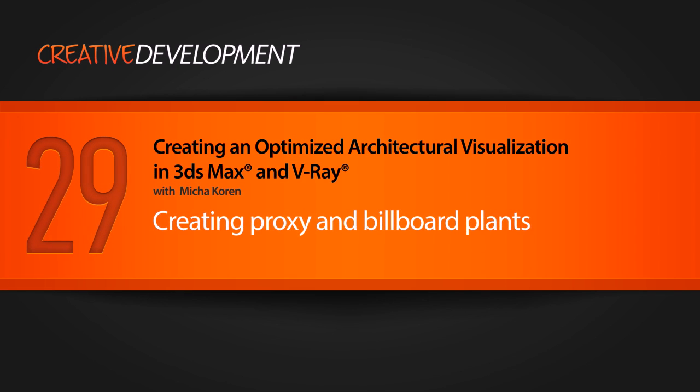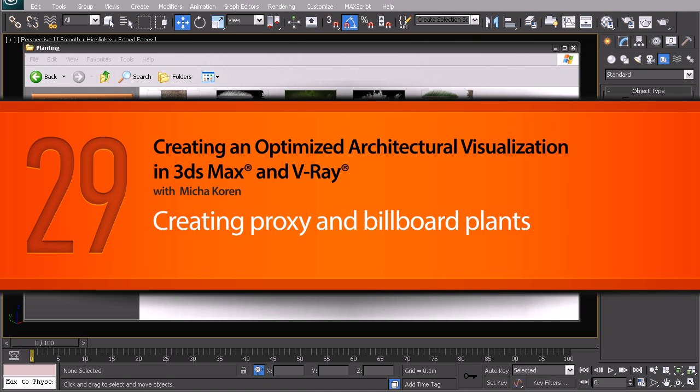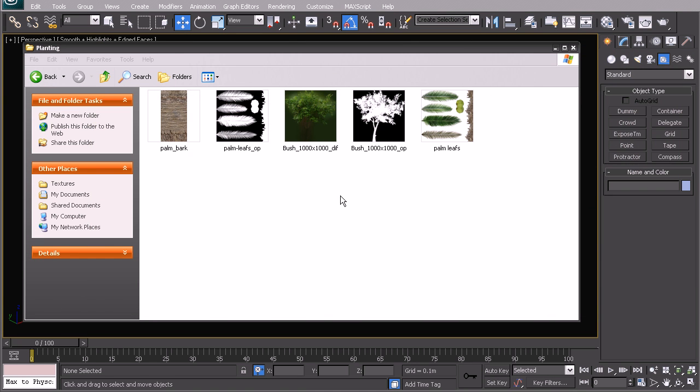So the next step in our model is going to be to add some planting. Now I know that different people with different computer specs and different preferences have different approaches to this. There are, of course, the approaches where people have quite sophisticated plugins. You have your Tree Storm, you have several different professional packages that you can buy and use in 3ds Max.